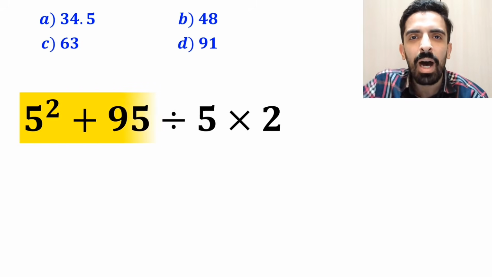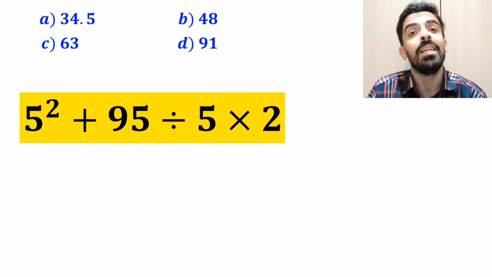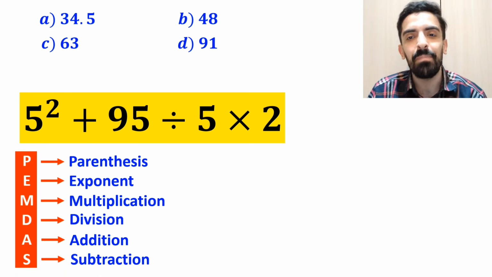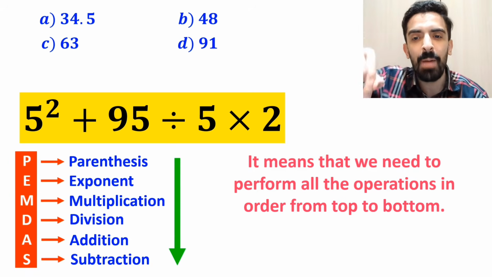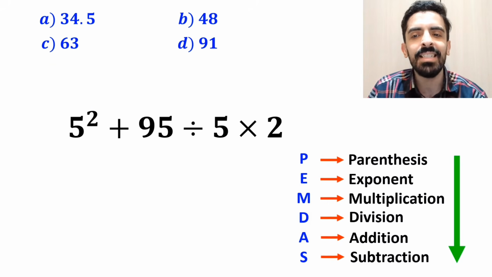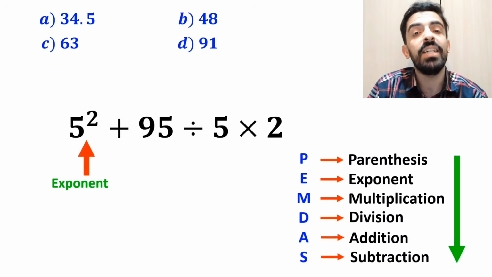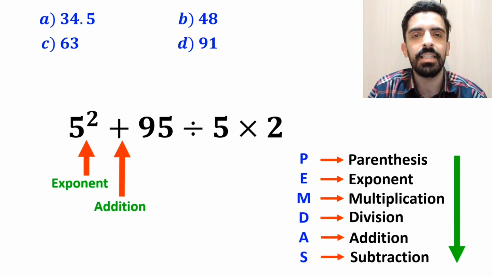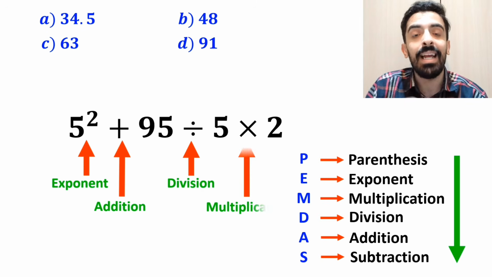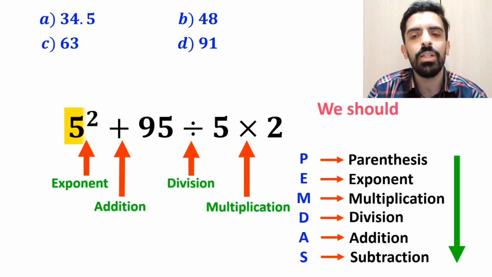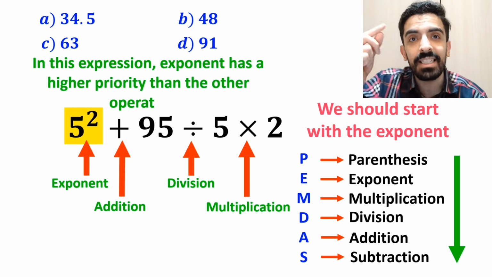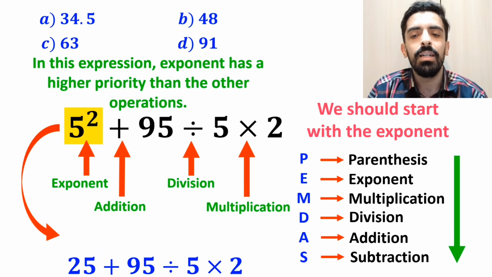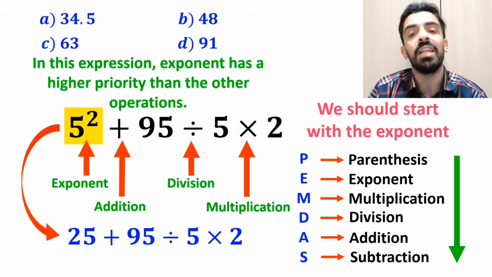Alright, now let me show you how to solve this expression properly. To solve this question, we must follow the PEMDAS rule. It means that we need to perform all the operations in order from top to bottom. Alright, as you can see in the image, in this expression, first we have an exponent, then an addition sign, followed by a division, and finally a multiplication. We should start with the exponent, because in this expression, exponent has a higher priority than the other operations. So, this expression simplifies to 25 plus 95 divided by 5 multiplied by 2.